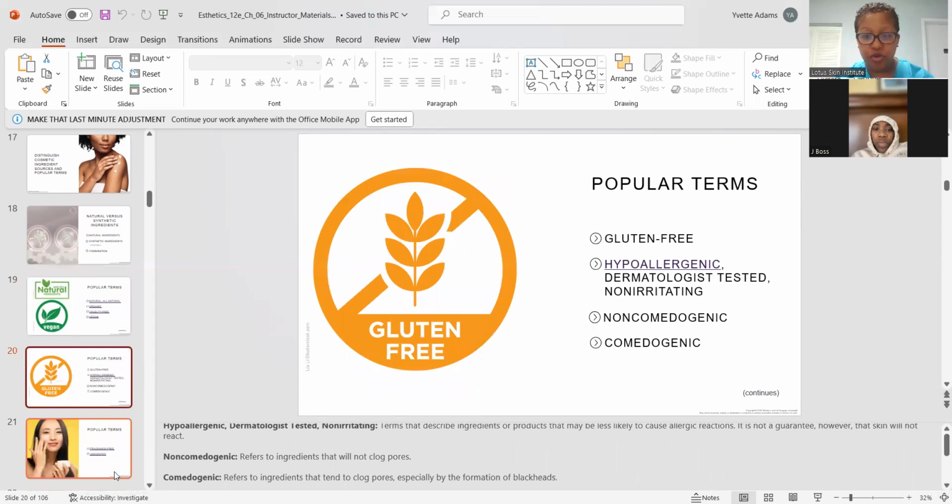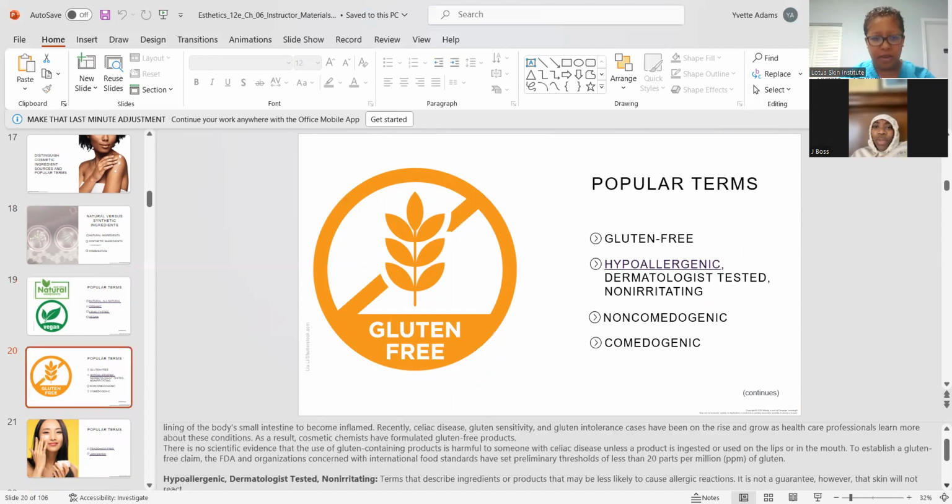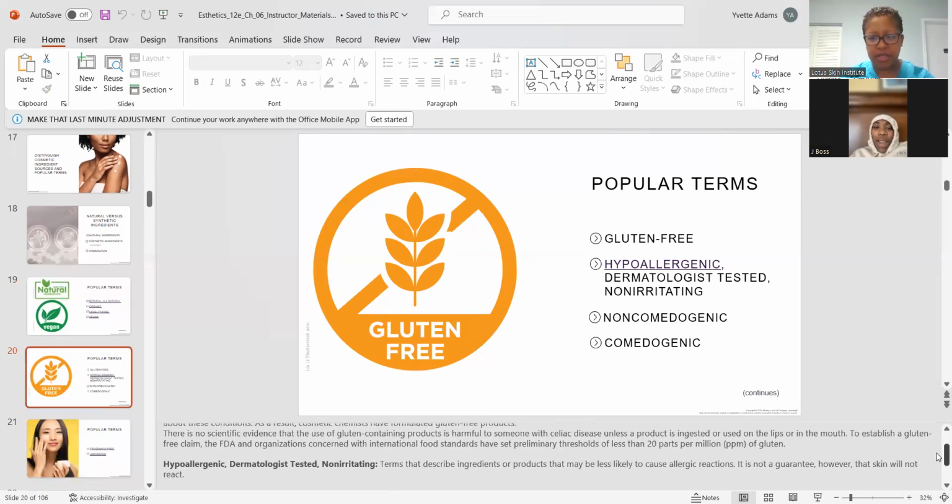Also popular terms, gluten-free. My brother has celiac disease and everything he does has to be gluten-free. Seriously, he's super, super sensitive. And do you know what gluten-free means actually? Like no wheat? Correct. From a basic standpoint, yes, that is correct.